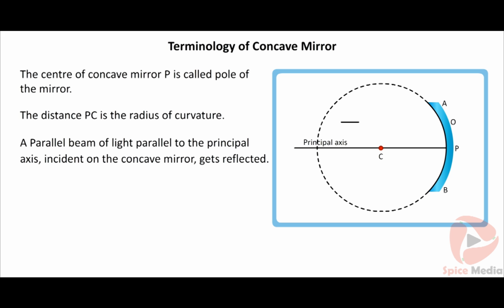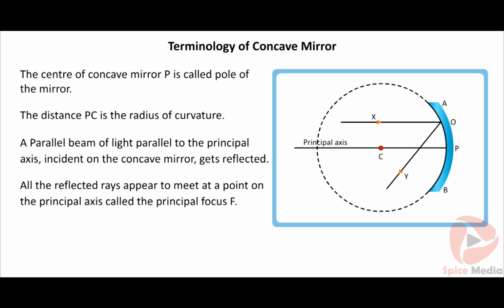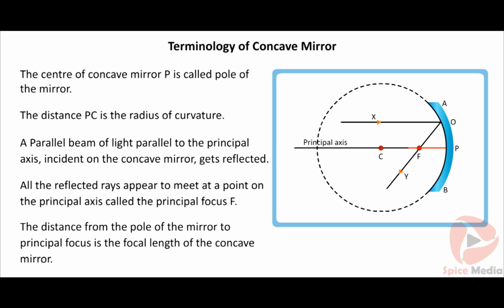The laws of reflection holds good for all reflecting surfaces, either plane or curved. For instance, a parallel beam of light that is parallel to the principal axis incident on the concave mirror gets reflected. All the reflected rays either meet or appear to meet a point on the principal axis called the principal focus F of the mirror. The distance from the pole of the mirror to the principal focus is the focal length of the concave mirror.